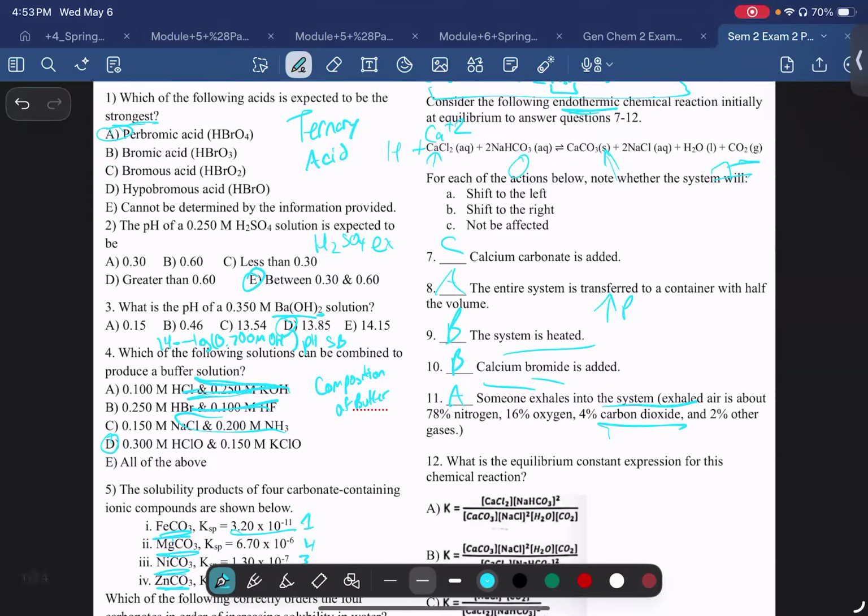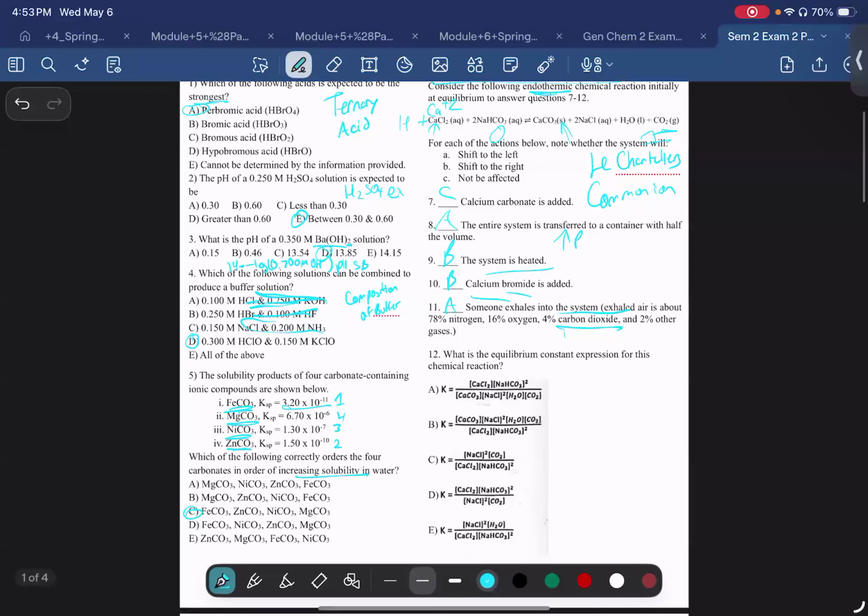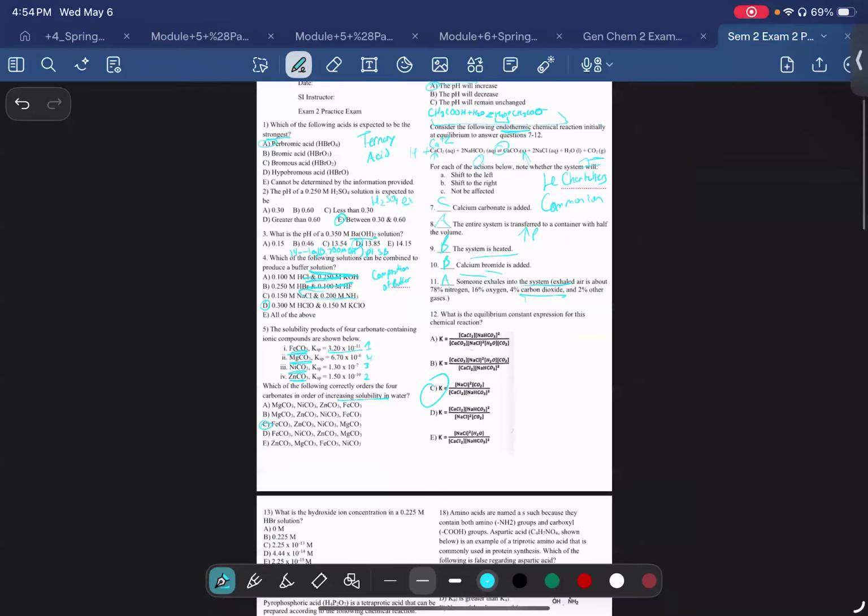And so all of these questions are based off Le Chatelier's principle slash common ion. And then here is just like, what's the equilibrium expression of this, right? So this is based off the previous thing. So in this case, it's going to be carbon dioxide and ammonia. Yeah, that would be it. Yep, it would be C. So it's based off the reaction up here. Okie dokie.